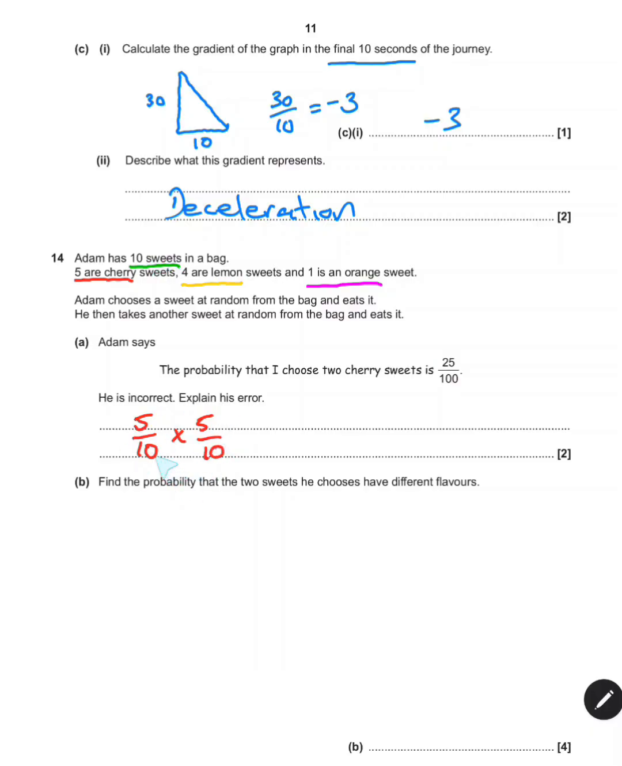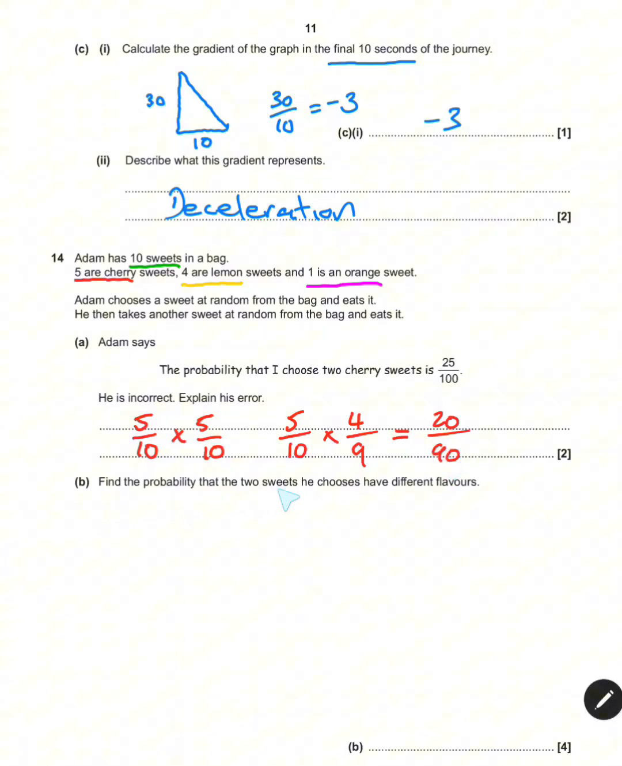But if he eats this first sweet, then there's only 9 sweets left in the bag. So what he needed to do here was not multiply by 5/10ths. You need to say, well, to start with, the probability of cherry is 5/10ths. If he eats a cherry sweet, there's only 4 left. And also there's only 9 sweets left altogether. This is what he should have done. The actual probability, 5 4s are 20, 10 9s are 90.